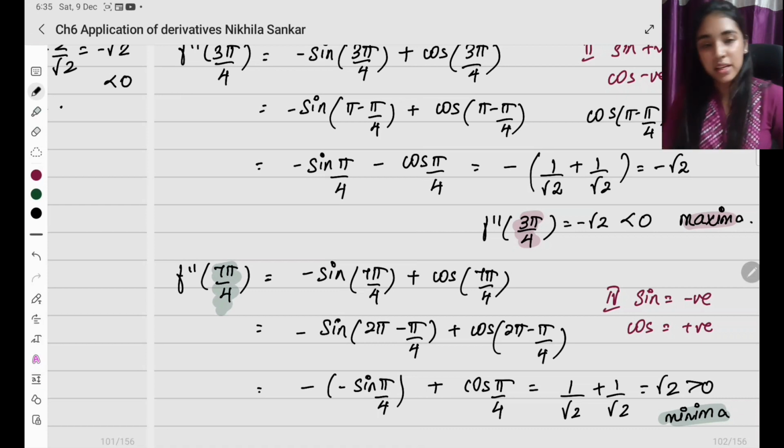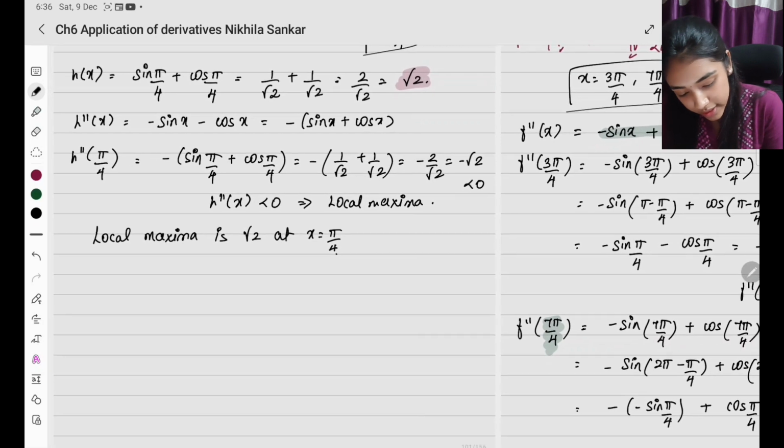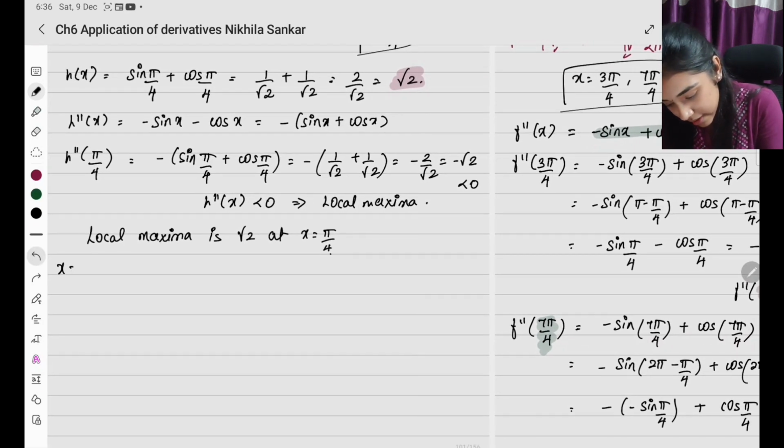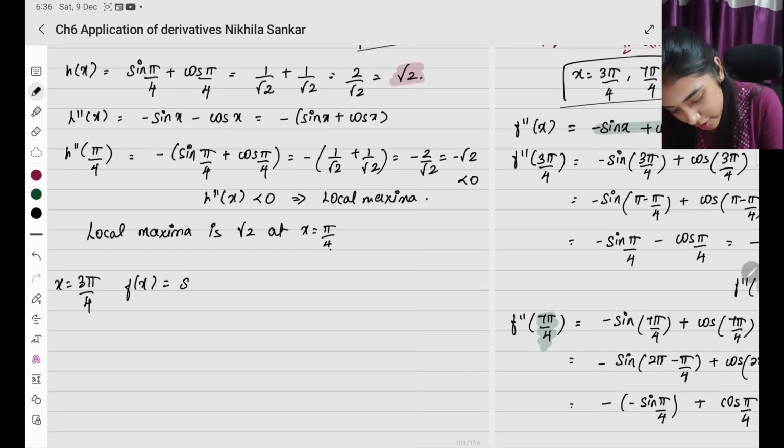Now we have found where the maxima and minima are, for what value of x. We have to find out what the maximum value is and what the minimum value is. Okay? Let's solve it here. So, I found out that at x equals 3 pi by 4, what is my f of x? What is my question? Sin x minus cos x. So, f of x is going to be sin x minus cos x.